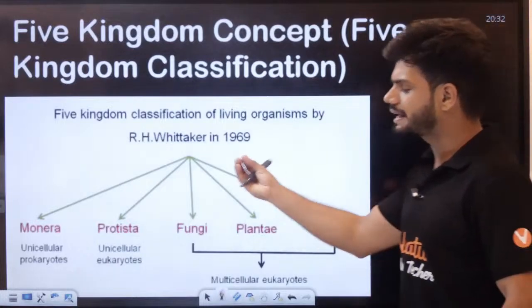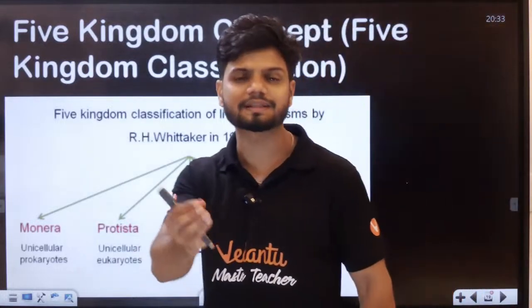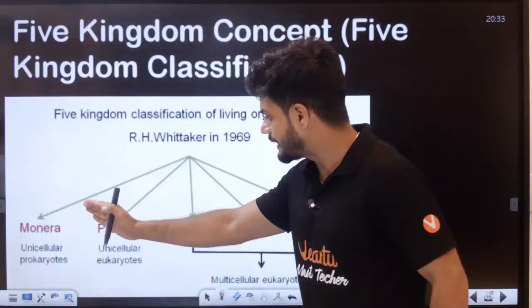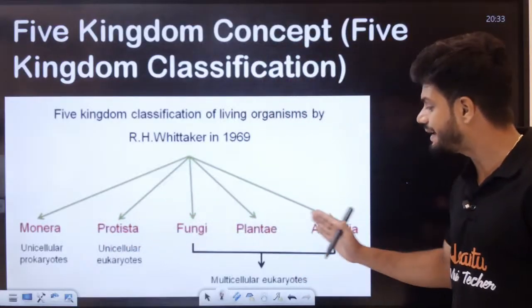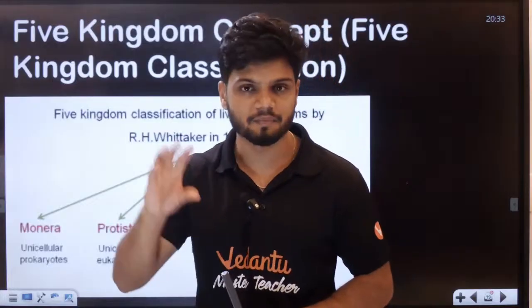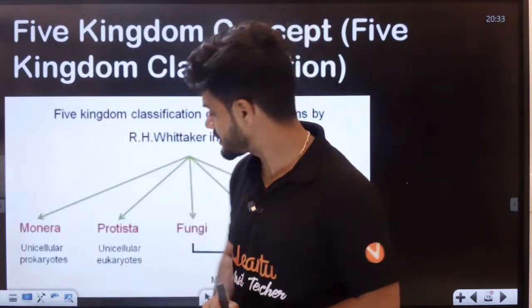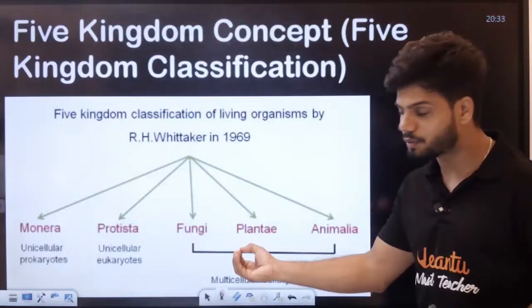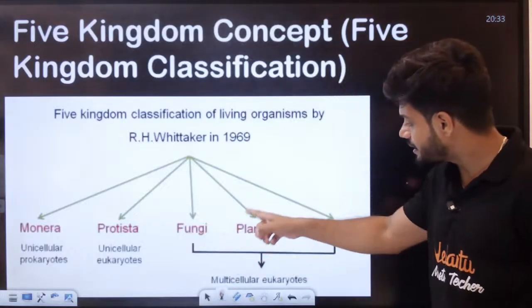Now, this is a small classification which you will be learning in the chapter biological classification. For example, there is kingdom Monera, Protista, Fungi, Plantae, Animalia. This is called the 5 kingdom classification given by R.H. Whittaker. You can clearly see here that kingdom Plantae is here.